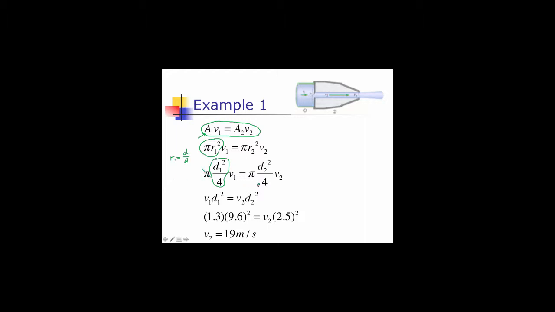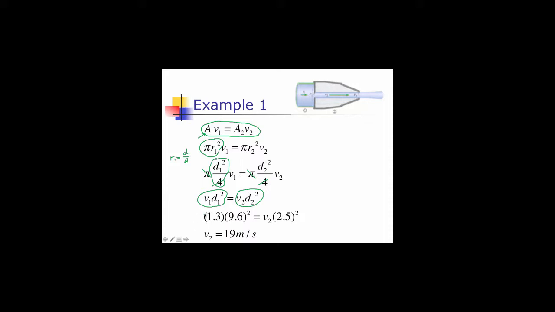I have pi on both sides, so when I divide by pi, those cancel. I have divided by 4 on both sides, so the 4's cancel. And I get velocity times diameter 1 squared, that would be the hose side, equals velocity 2 times the diameter 2 squared, that's of the nozzle.